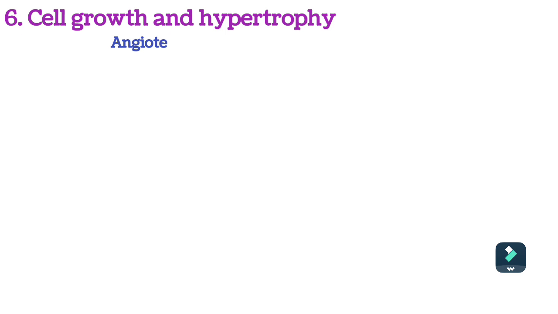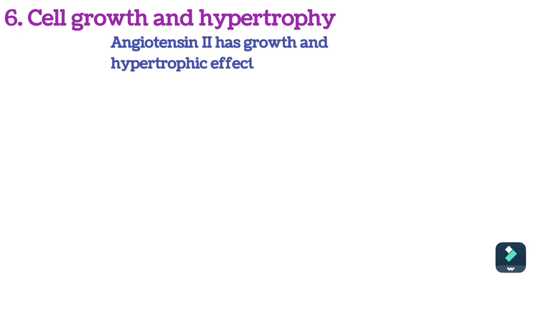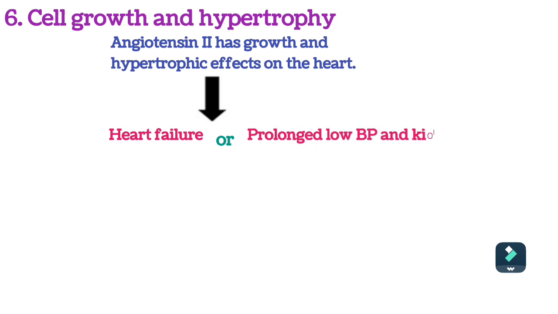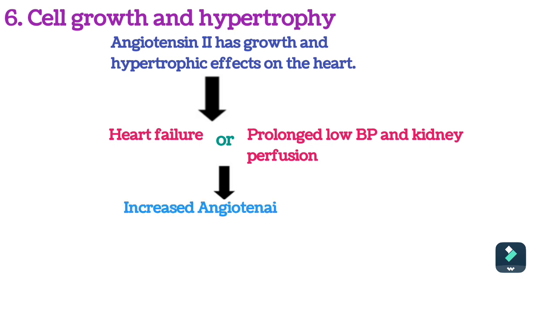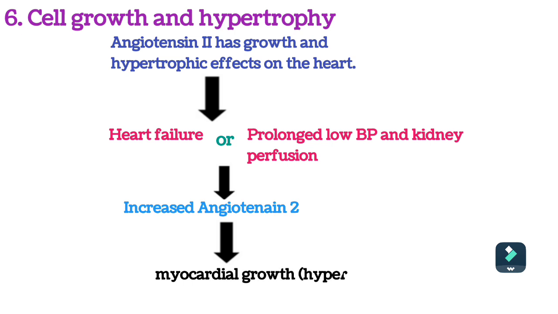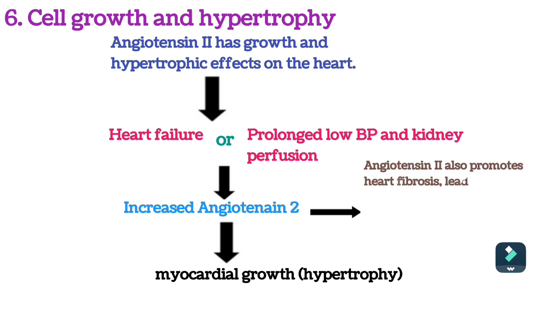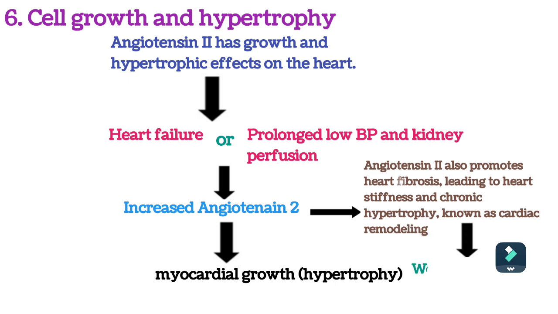Sixth, angiotensin II has growth and hypertrophic effects on the heart. During heart failure or prolonged low blood pressure and kidney perfusion, chronic activation of the Renin-Angiotensin-Aldosterone System, RAAS, increases angiotensin II levels. Pathologically high levels of angiotensin II cause myocardial growth, hypertrophy, by binding to AT1 receptors. Angiotensin II also promotes heart fibrosis, leading to heart stiffness and chronic hypertrophy, known as cardiac remodeling, which can worsen heart failure and eventually lead to death.